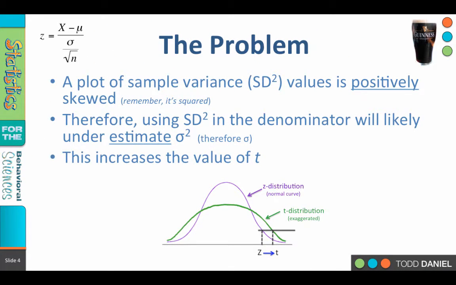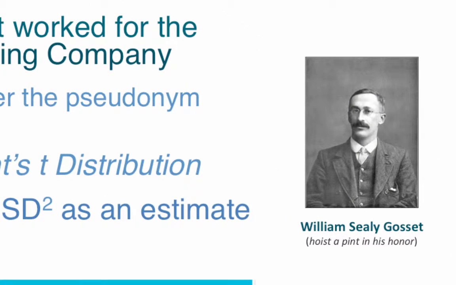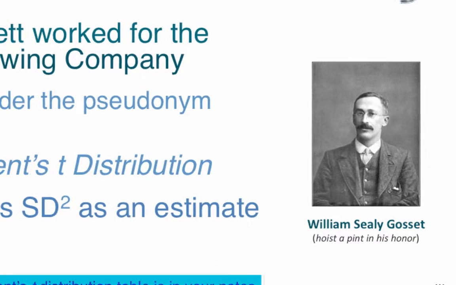And we have another problem. The amount of the deviation of the t value from the z value is a function of sample size. The smaller the sample size, the more that t deviates from the z value. And this is a problem. Fortunately, this problem has been solved for us by this handsome young man, Mr. William Seeley Gossett, a statistician employed by the Guinness Brewing Company in Dublin, Ireland.